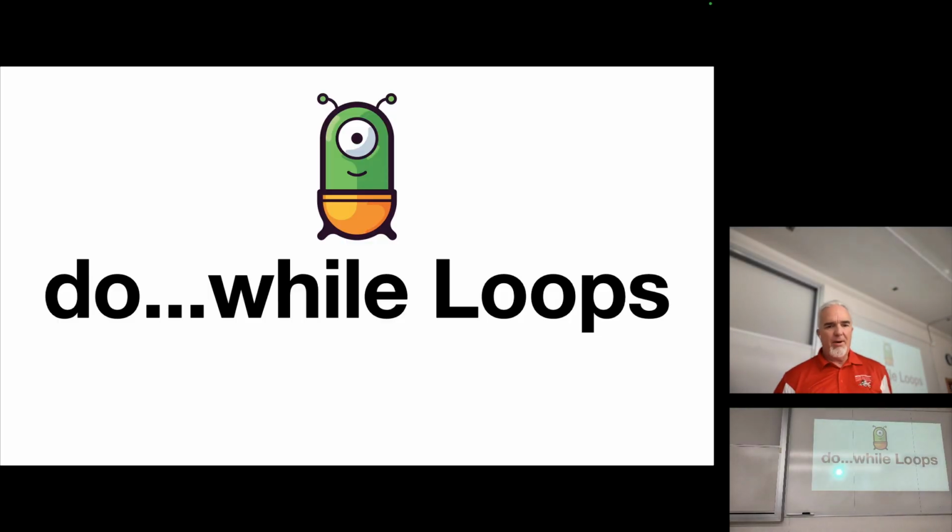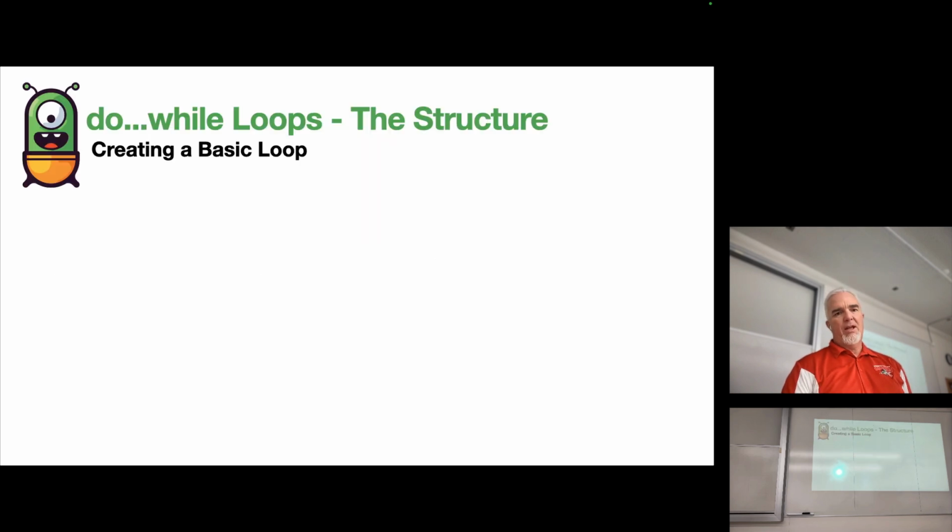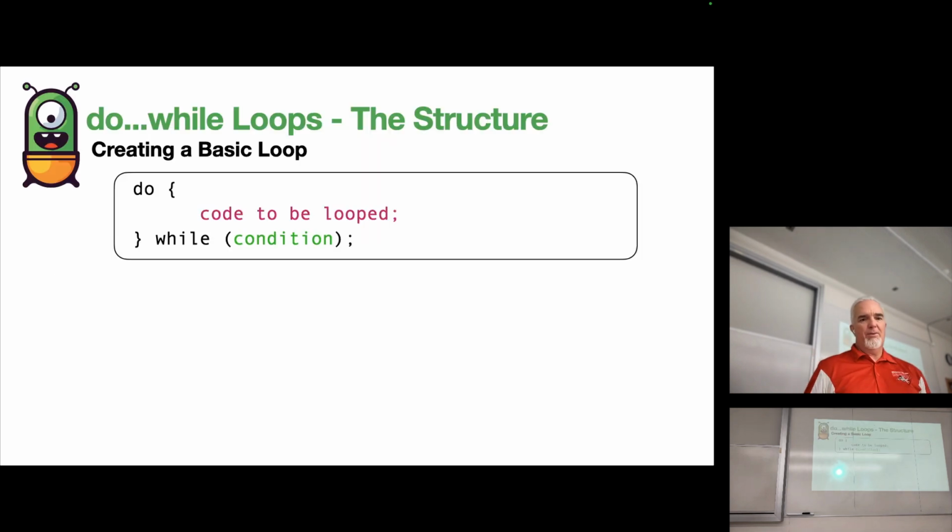Okay, so next up, I want to take a look at do-while loops. And a do-while loop is very similar to a while loop, as the name might suggest. But a do-while loop looks like this. And what you can see here is that it looks different than a while loop because what it starts out with is the word do. And you can see in this case, the condition is after the code that's to be looped.